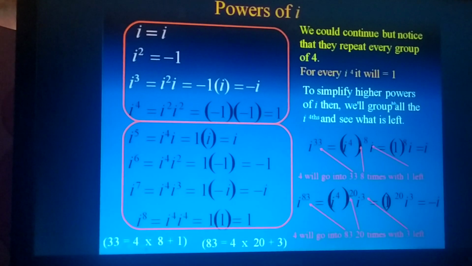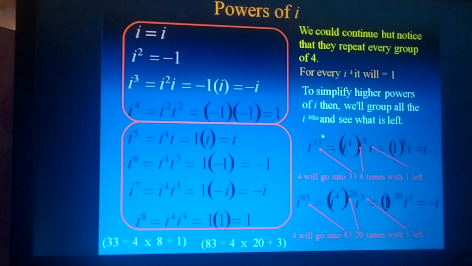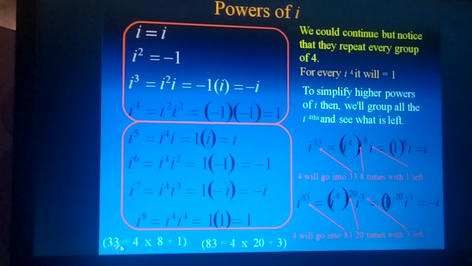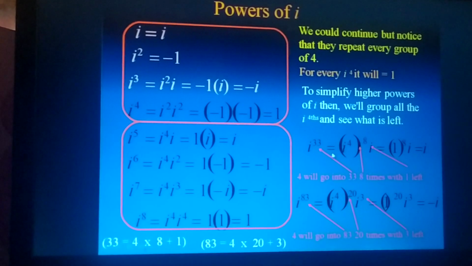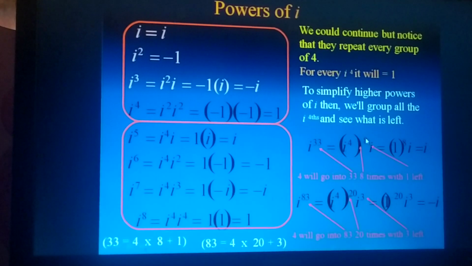To simplify a higher power of i, we group all the i raised to 4th powers and see what is left. Take the value of i raised to 33. To find this value, we divide 33 by 4. 33 can be written as 4 into 8 plus 1. 1 is the remainder. So i raised to 33 can be written as i raised to 4 into 8, which is 32, and 1 is the remainder, so we multiply by i.